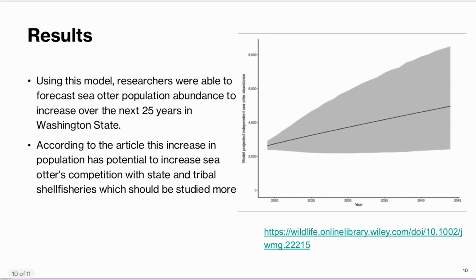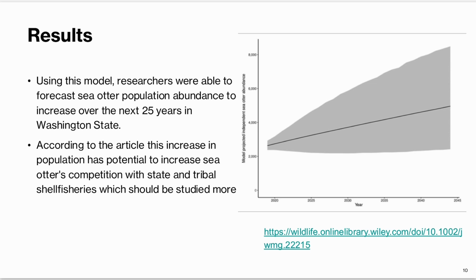Now, using this model, the researchers in Washington State with the sea otters were able to forecast the sea otter population abundance to increase over the next 25 years. According to the article, though, this increase in population has potential to increase sea otters' competition with state and tribal shellfisheries, which should be studied more. On the right here, you can see a graph of the results. It started out as around 2,000 independent sea otters, and by 2044, it is projected that we'll have more than 4,000 independent sea otters.